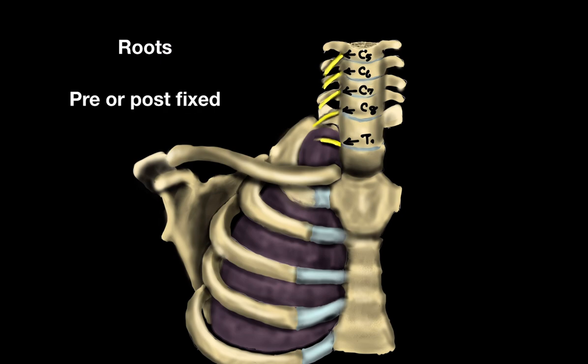Sometimes the C4 nerve can be involved in the formation of the brachial plexus, then it is called a prefixed plexus. And if T2 joins with the brachial plexus, it is called a postfixed plexus.